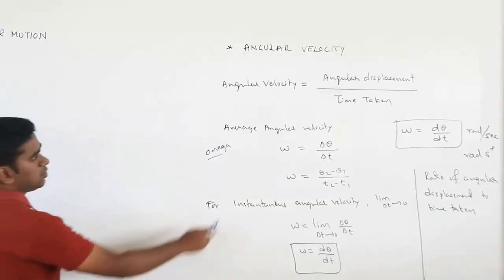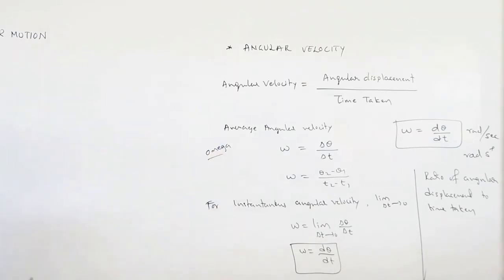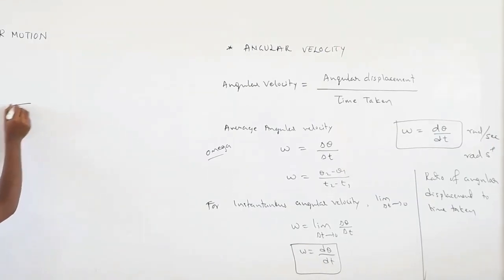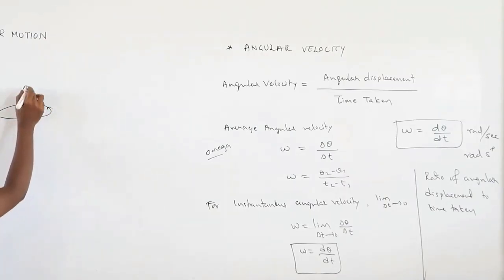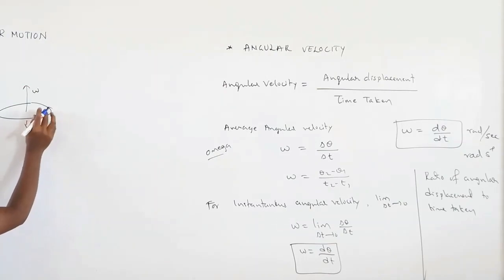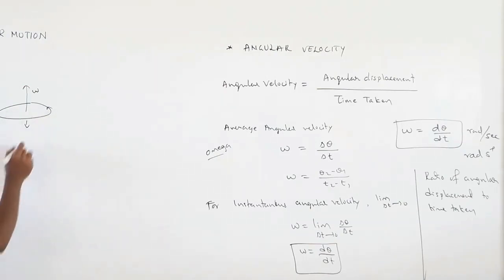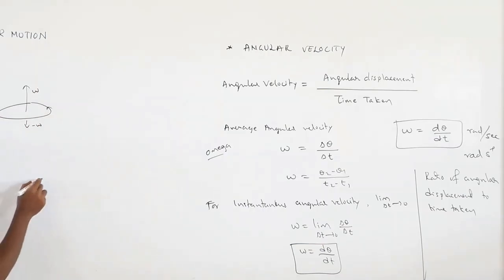Related to angular velocity, one more very important thing is its direction. Suppose this is the plane. If you are rotating in this direction, omega will be either upward or downward, depending on the direction of rotation. To find the direction of angular velocity, we use the right hand thumb rule.